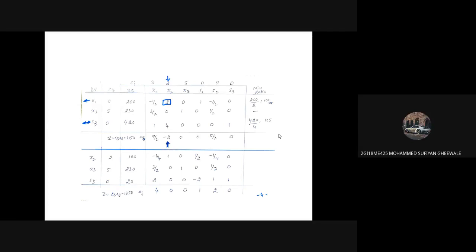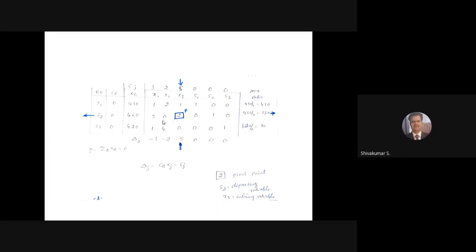Sir, the minimum ratio should also be divided by 2, sir, again. Minimum ratio, don't touch now. You do till here only. Don't touch this one. To make the pivot point, you are dividing the entire row by 2. So 460 divided by 2, 3 by 2, 0, 2 by 2, 0, 1 by 2, 0. That's it. Don't touch here.